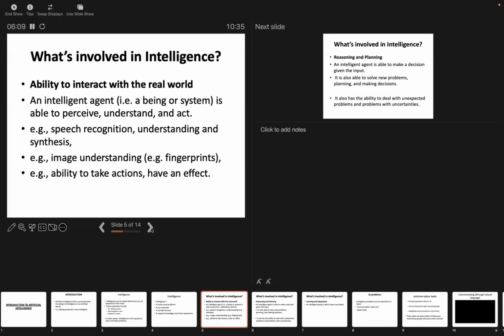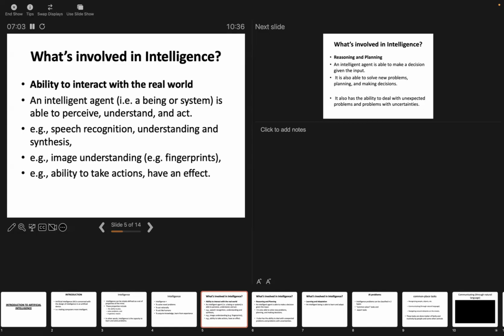tasks. One, it should be able to interact with the real world. There's supposed to be a way that such a system can communicate with the real world. So an intelligent system, and in artificial intelligence, we'll be referring to these as intelligent agents, should be able to see or perceive what is going on. They should be able to understand what is happening and respond. So perceiving what is happening in its world, where it is working, understand, and then respond accordingly.